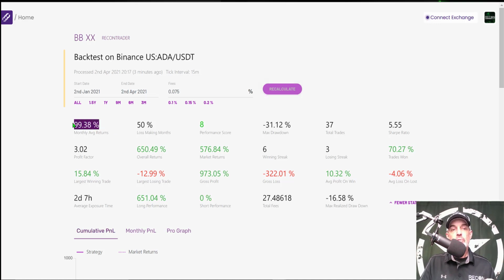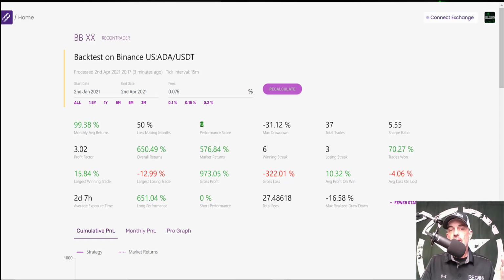And monthly average returns would be almost 100%. So for the 3-month period, you're averaging almost 100% return, or overall returns for the 3-month period, 650%, and we are still outperforming market returns. Now, very important to note, backtest results do not guarantee future results, so you take this with a grain of salt, but you still need to do your recon before you deploy the bot.